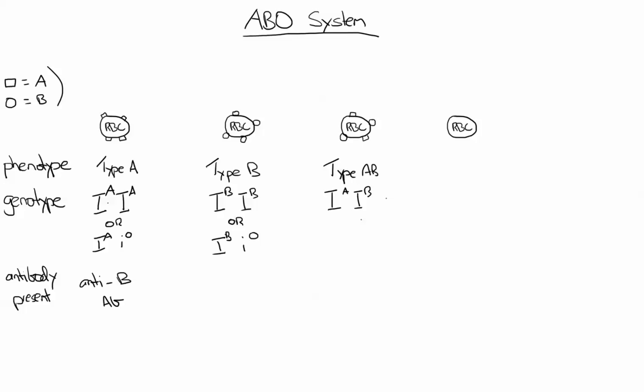Now, just to fill in what I forgot before, the antibody present in type B will be anti-A antibody because the type B blood has the B antigen. It cannot produce antibodies against that. And when we consider this in the context of type AB, we will see that there are no antibodies present because AB blood has both A and B molecules. Thus, no antibodies will be produced to either of these.